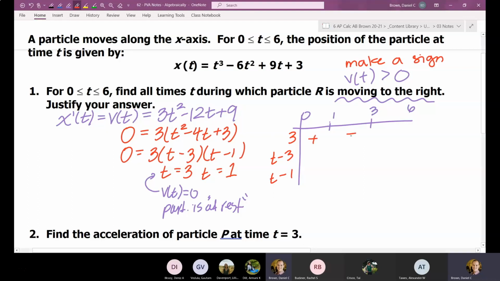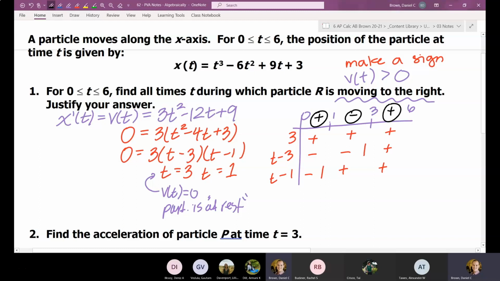3 is always positive. Anything less than 3 plugged into t minus 3 is negative. Anything greater than 3 would be positive. Anything less than 1 plugged into t minus 1 is negative. Anything greater than that would end up being positive. So what are my intervals overall? First interval is positive, negative, and then positive.